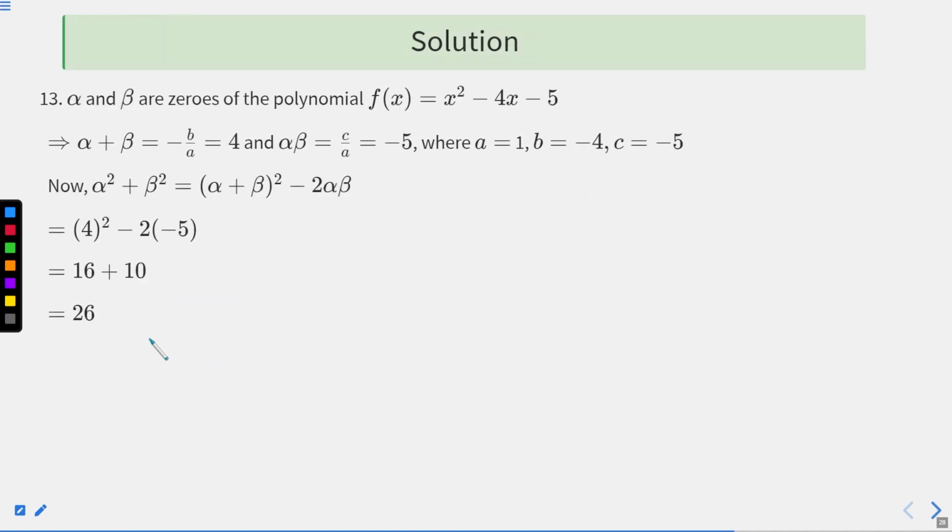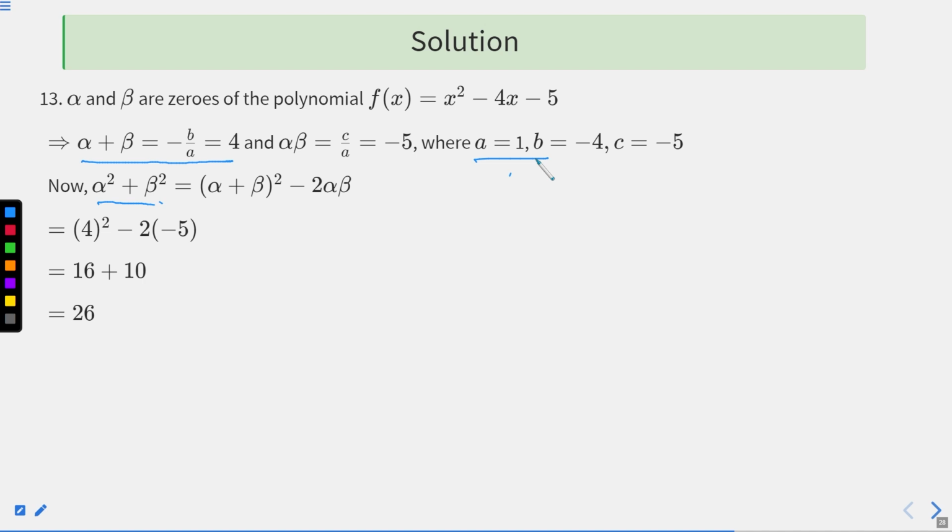Now we will use this identity: alpha square plus beta square is basically equal to alpha plus beta whole square minus 2 times alpha beta. Okay, so alpha plus beta whole square minus 2 times alpha beta. So here we found the value of alpha plus beta is equal to 4, and the product alpha times beta is equal to minus 5. Okay, where a is 1, b is minus 4, and c is equal to minus 5.